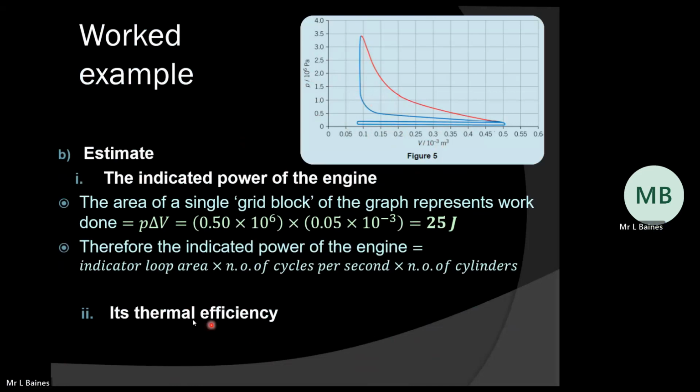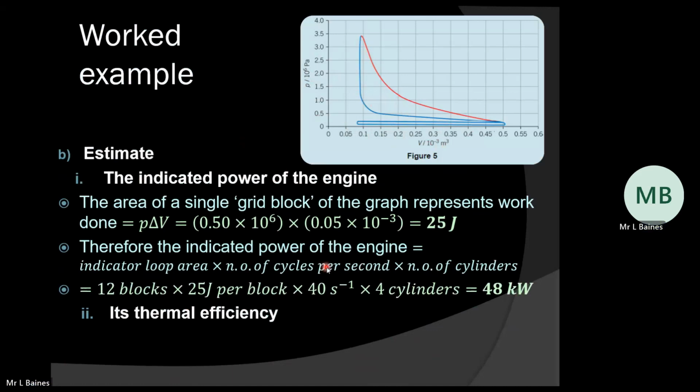Now, I've got my equation for indicated power. So my indicator loop area times my number of cycles per second times my number of cylinders. Well, I've got 12 blocks inside my diagram over here, I've got my number of cycles per second is 40 per second, and I've got my 4 cylinders. It gives me a total of 48 kilowatts down here.